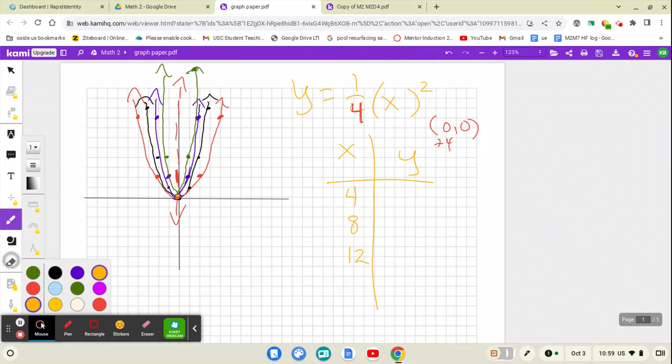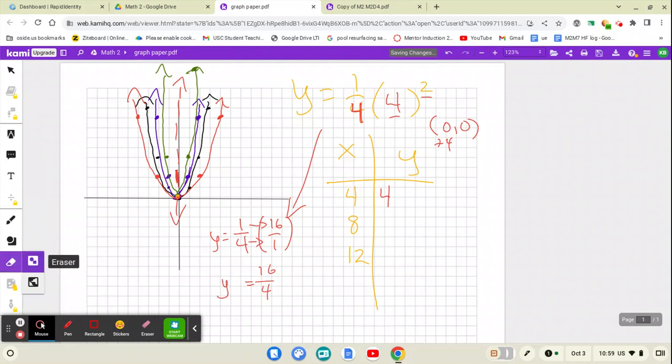So when I plug in an x value, again, I realize I'm going very fast, but you can pause. I plug in 4 and I use PEMDAS. I raise the power first. So I'm going to show some work over here and then I'll erase it. So I have 1/4 times 16, because 4 squared is 16. When I multiply straight across, I get 16 over 4, which is 4. Looking for a y value. Plug in the next x value, which is 8.